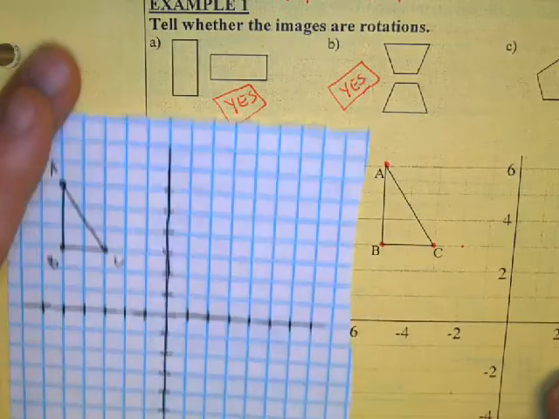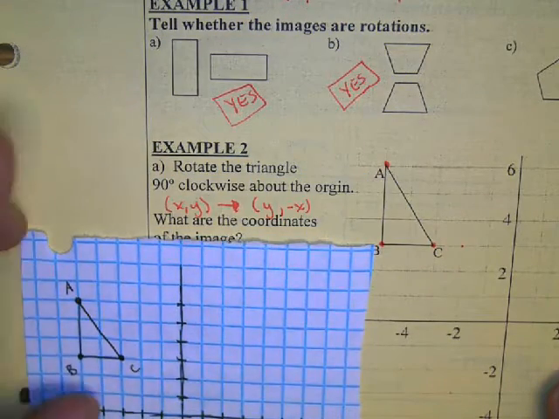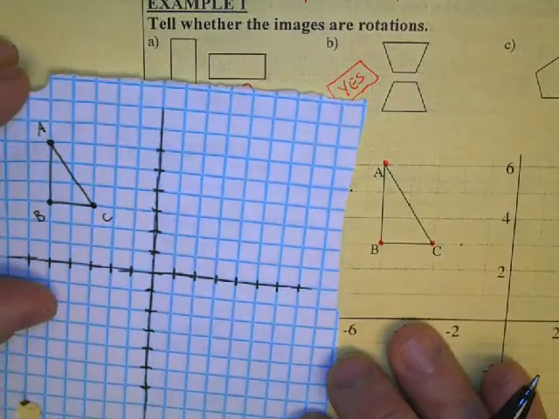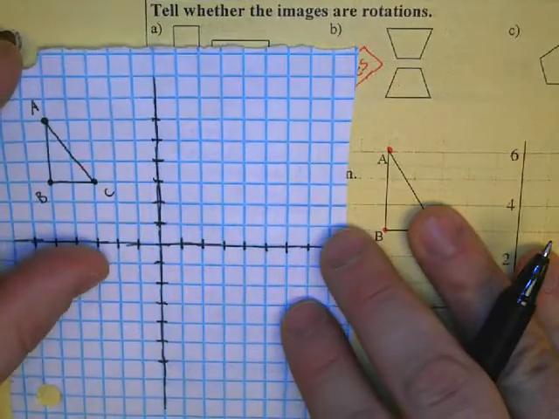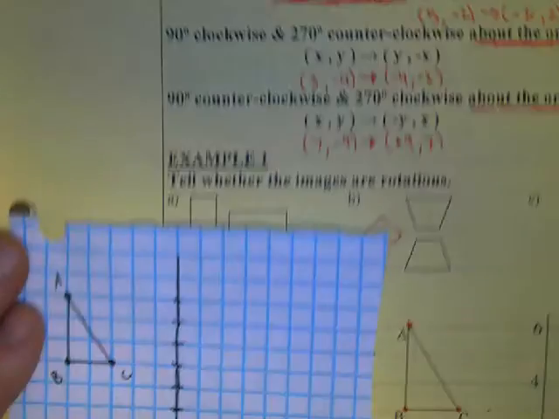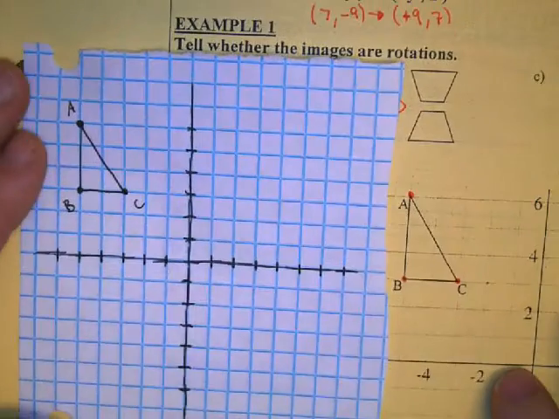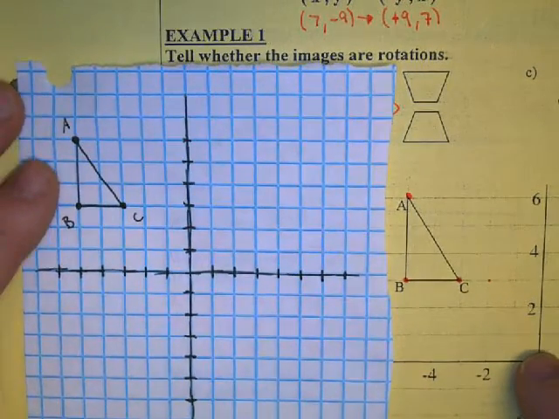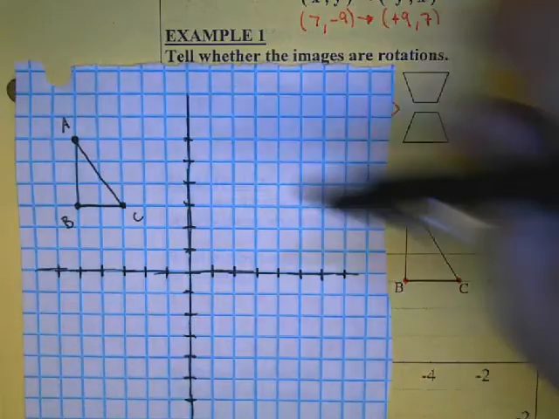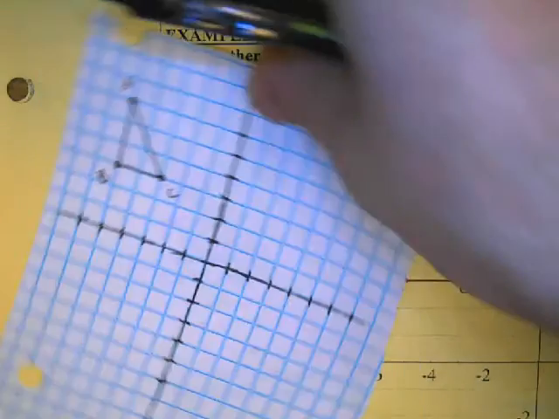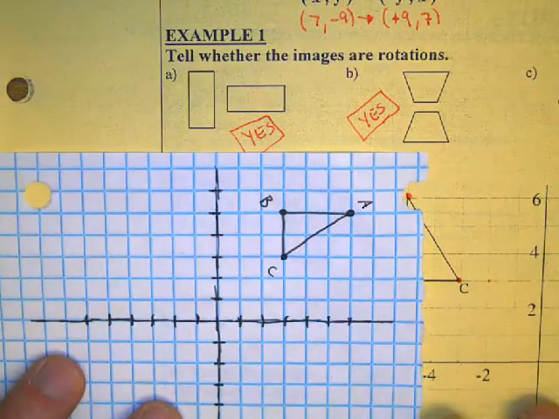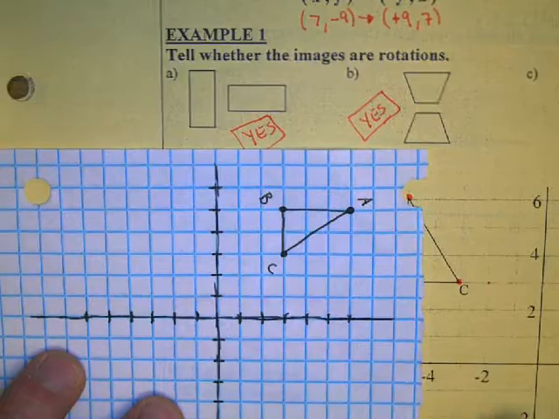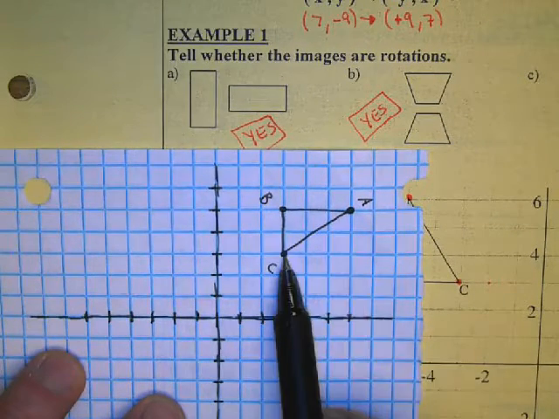Now my instructions tell me to rotate this triangle 90 degrees clockwise. So what I can do is take what I've drawn and spin it 90 degrees clockwise. So 90 degrees would be one rotation, like so. And now we have our new location for our points.